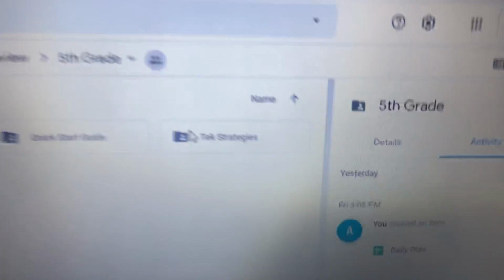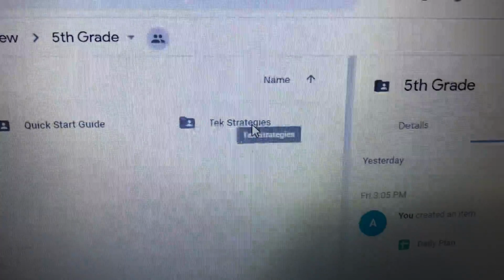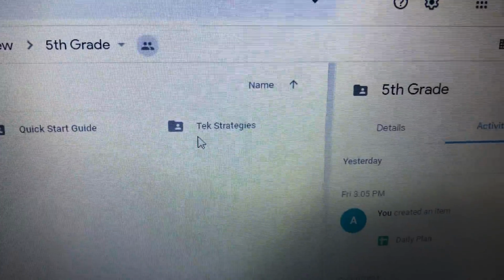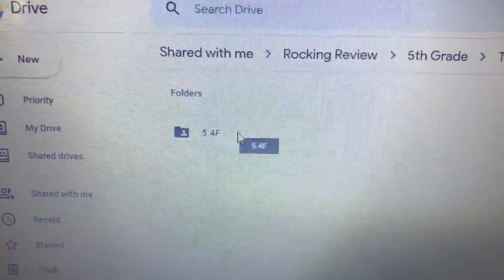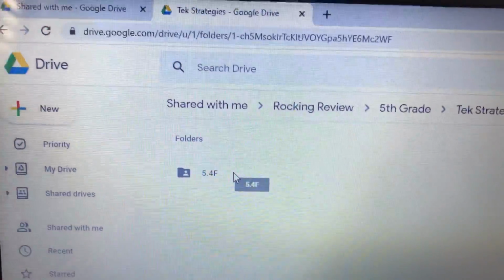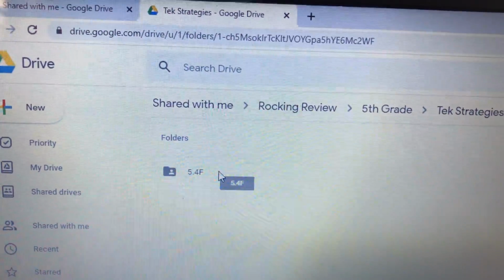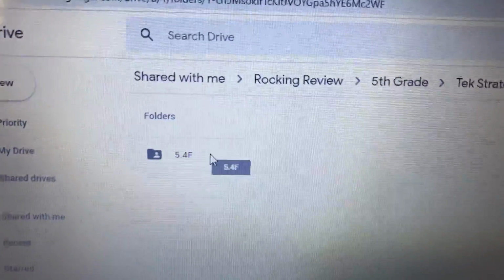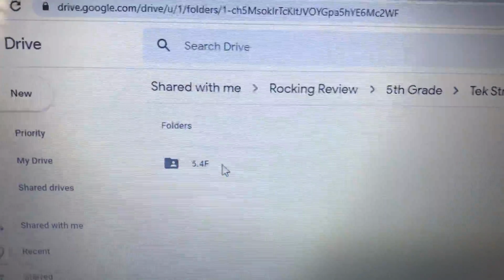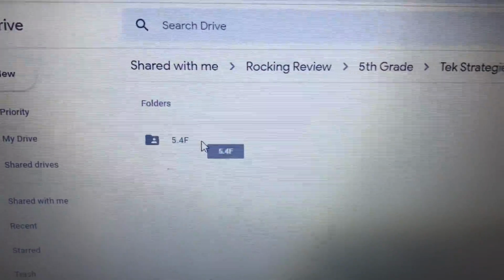And here's the big one that we really worked on, and it's going to take a long time, I'm not going to lie. We did the TEKS strategies, and we're going to have a folder for every single TEK that they will be reviewing within this review period. As you can see, we've created 1, and it took us a long time to get to this point. I think we'll rock and roll with it a lot quicker.